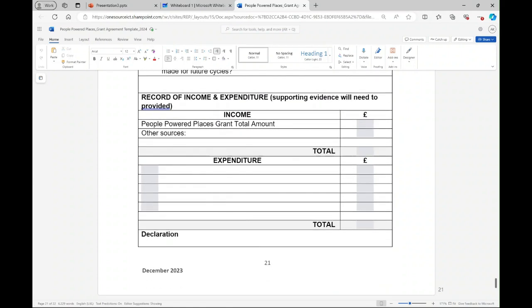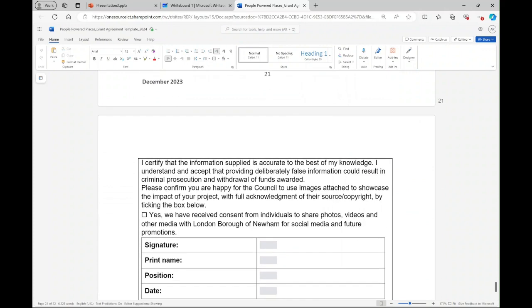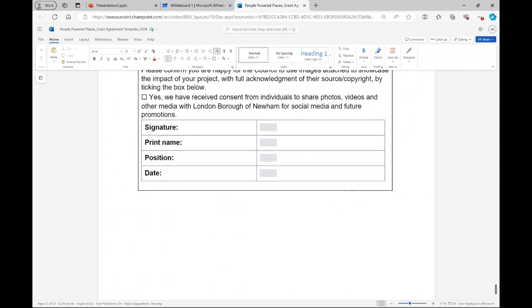And this is where you need to provide all the expenditure between a monitoring form 2 and this monitoring form so that we have a total oversight over everything that's been spent. This is public funds. We get heavily audited, so it's really important that we can evidence everything that has been spent. So, and then just sign and return to us.